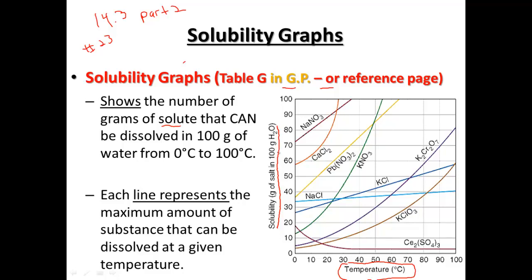So if we had 100 grams of water, 100 milliliters of water, how many grams of our solute can we dissolve in it? And each line on here represents the maximum amount of substance that can be dissolved at a given temperature. So if we look at potassium nitrate, KNO3, as temperature goes up, the amount of solute that we can dissolve also goes up. So as temperature increases, generally the solubility increases. There's a few, like cesium sulfate over here, that actually decrease, and we'll see other ones that don't follow the line, but generally the trend mostly goes in an upward direction as temperature increases.